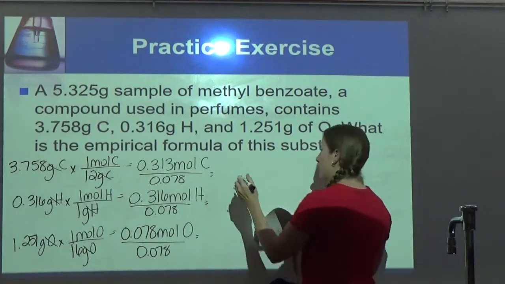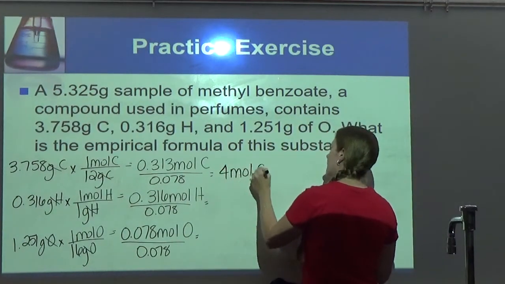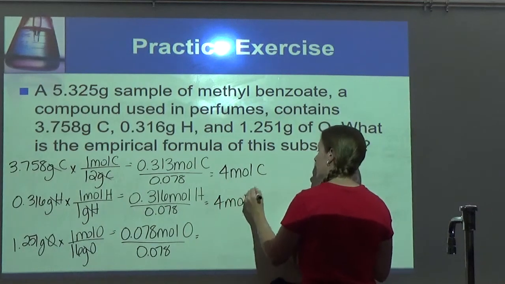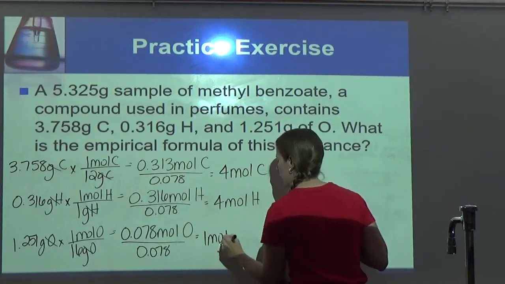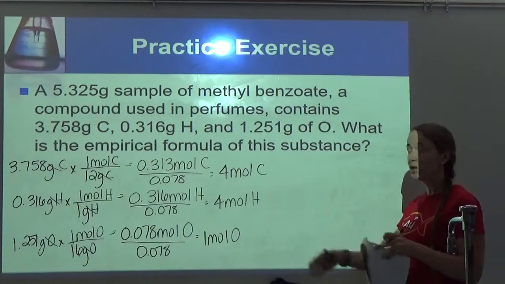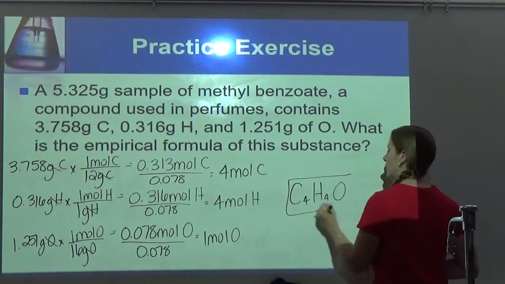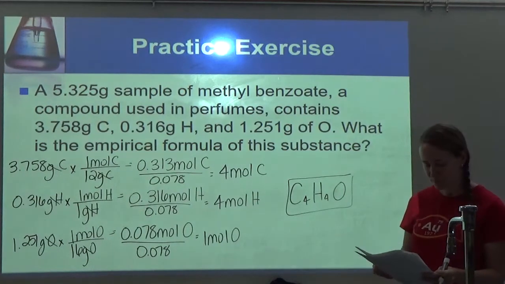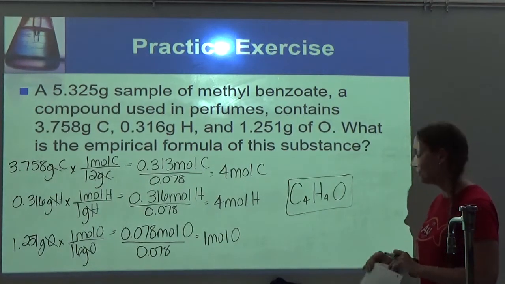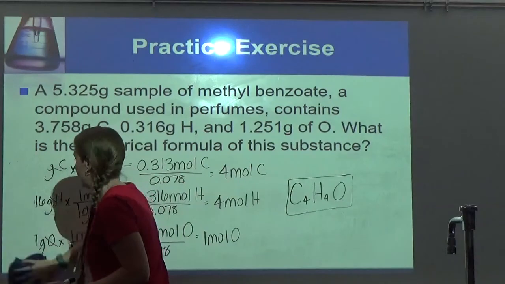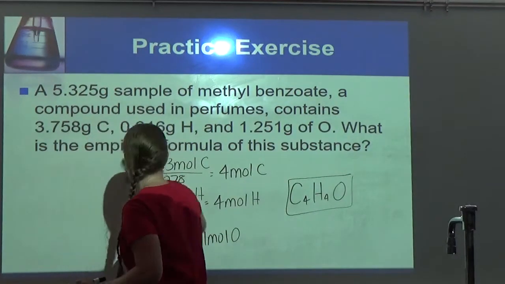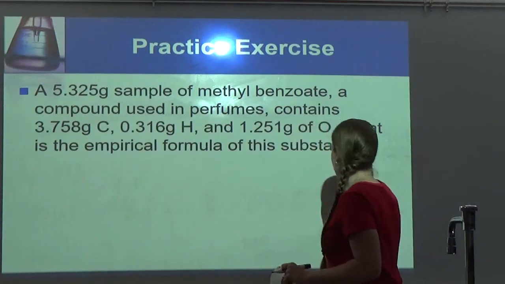So when I do that, I get about 4 moles for carbon, 4 moles for hydrogen, and 1 mole for oxygen. So since I got nice whole numbers, those are just my subscripts. So it's C4H4O, just like that. All right, so again, hopefully this is not mind-boggling for you. It could be though.